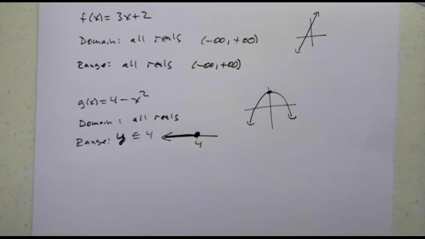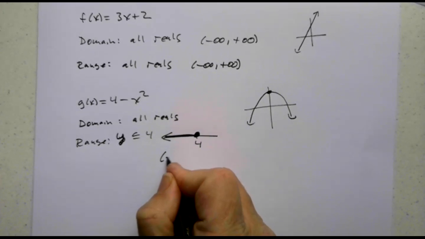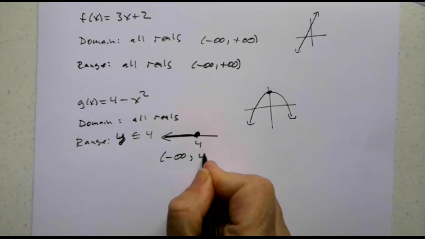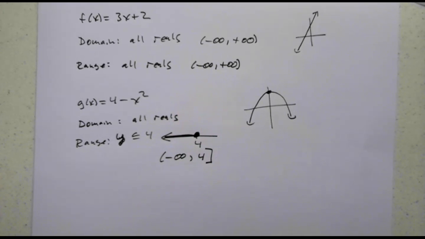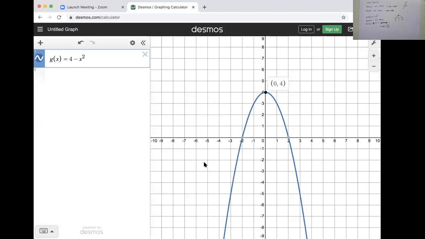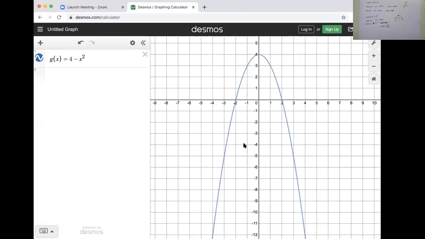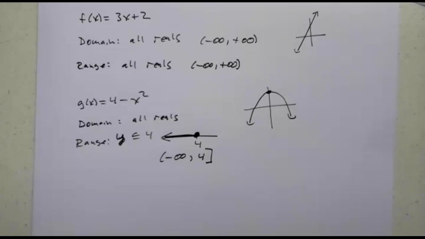I don't think I've said that in interval notation. Let me go ahead and put an interval notation here. Negative infinity to 4, square bracket because it gets there. And then the domain again could be anything. As we see, any x value you want, you can plug into that function. What is our next question?